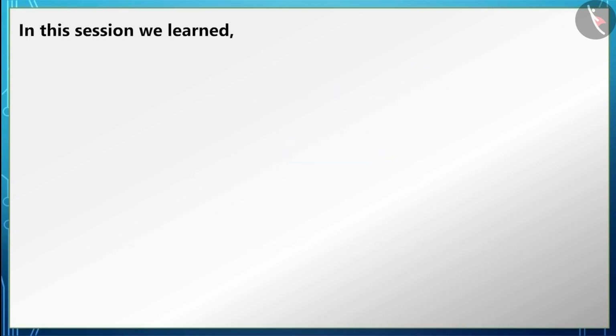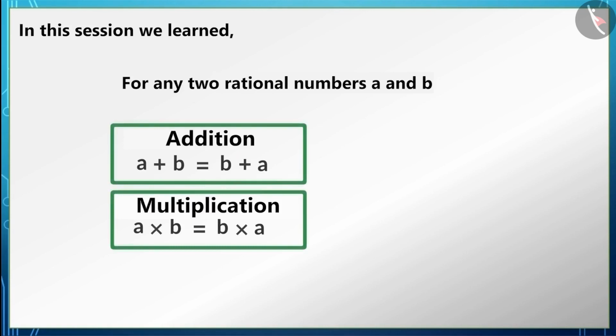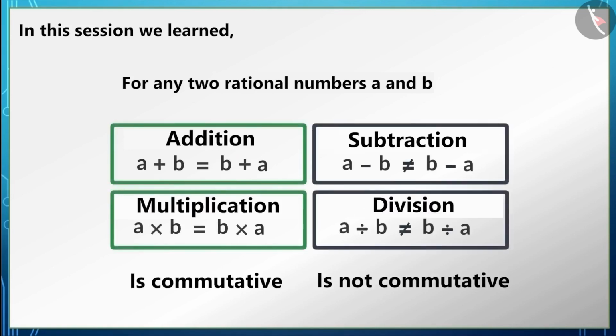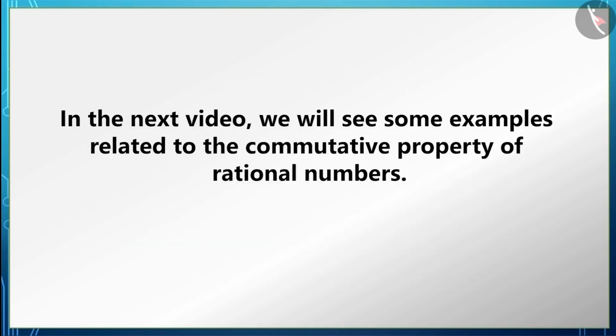So friends, in this session, we learned that the sum and multiplication of rational numbers is commutative, but subtraction and division is not commutative. In the next video, we will see some examples related to commutative property of rational numbers.